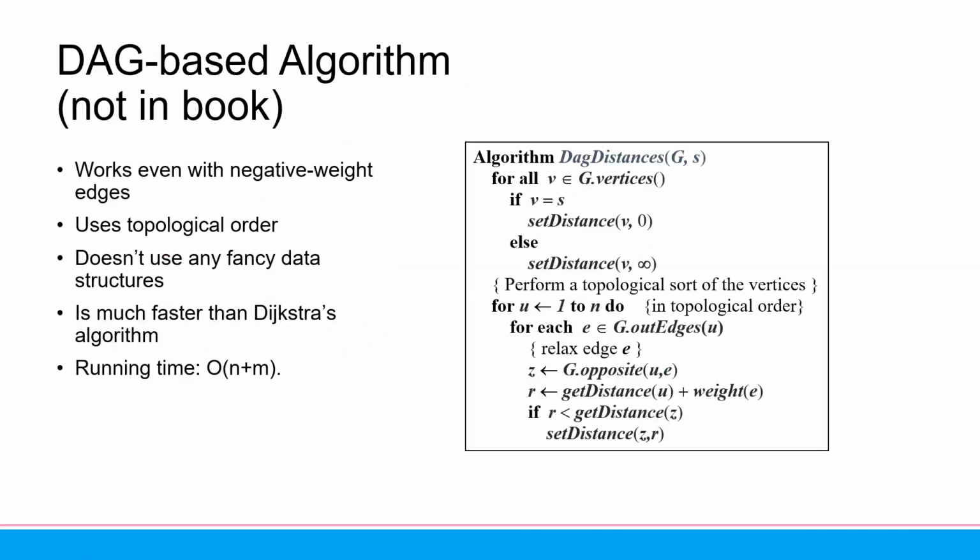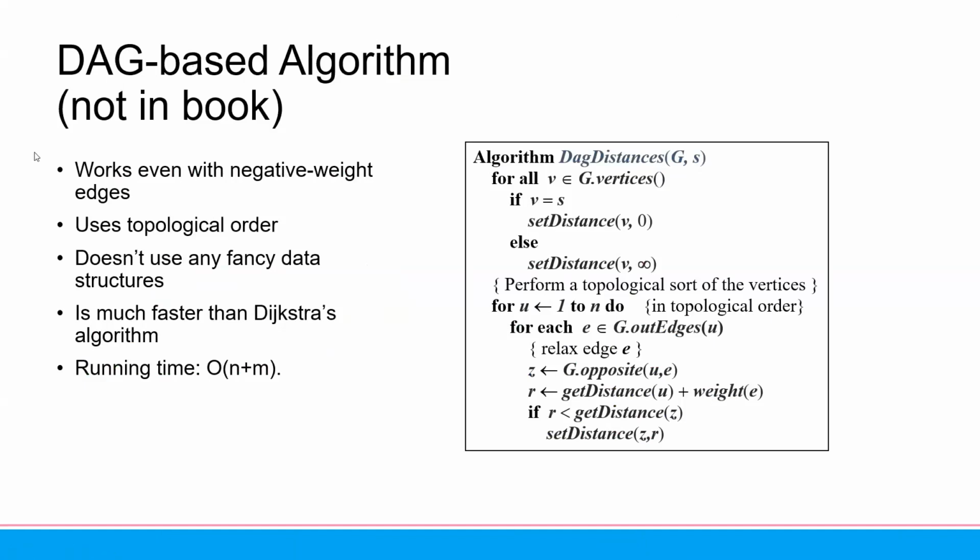There is another algorithm. This is not in the book, but I would like to explain it to you. If you can use this as well, it is also good. DAG-based algorithm. DAG means directed acyclic graph. It works even with negative weight edges.